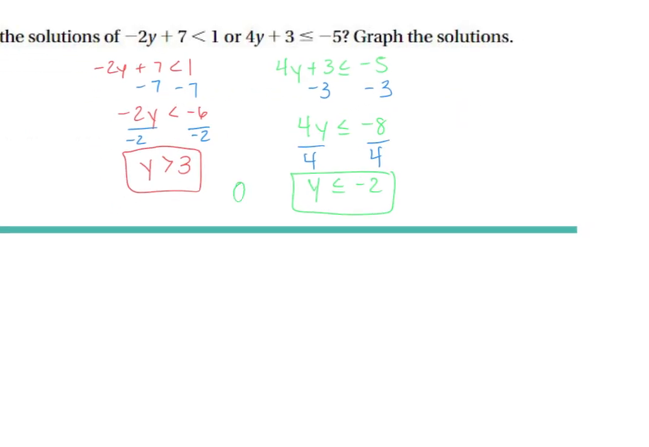When we're plotting this, this is an or. Here's our graph. Here is 3. Here is -2. Remember, y has to be less than or equal to -2, so it's going to be a closed circle, and less than, so it's going to be shaded to the left. And then y greater than 3. So at 3, open circle, and we're shading to the right. Because this is an or problem, we are shading on opposite ends, so we're good to go.